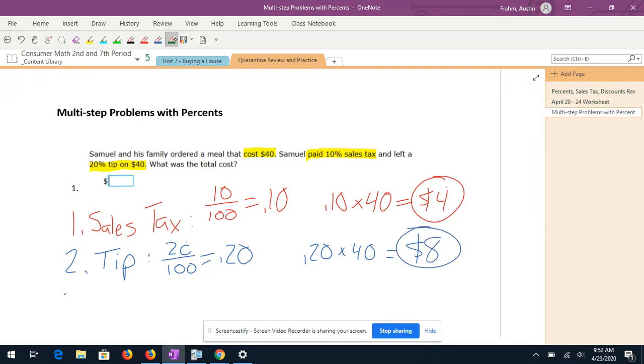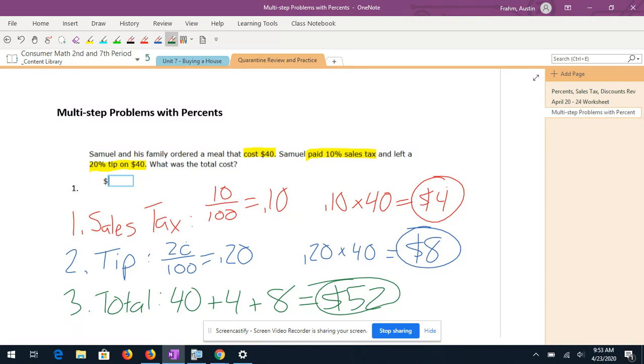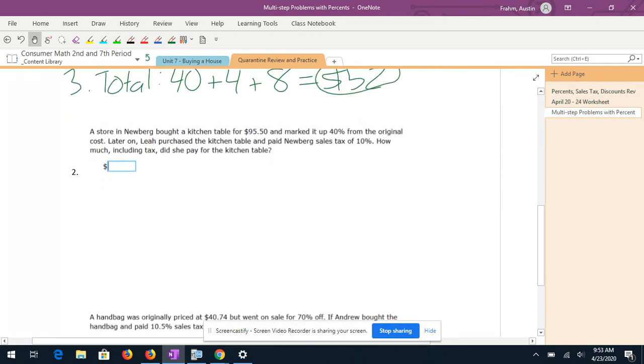So then the last step is to figure out the total cost. And we simply take the original cost of the meal, 40. We would add the sales tax of 4, and we would add the tip amount of 8. And that would get us a final total of $52. That's what we would put in our answer box. Let's go right into the second problem.